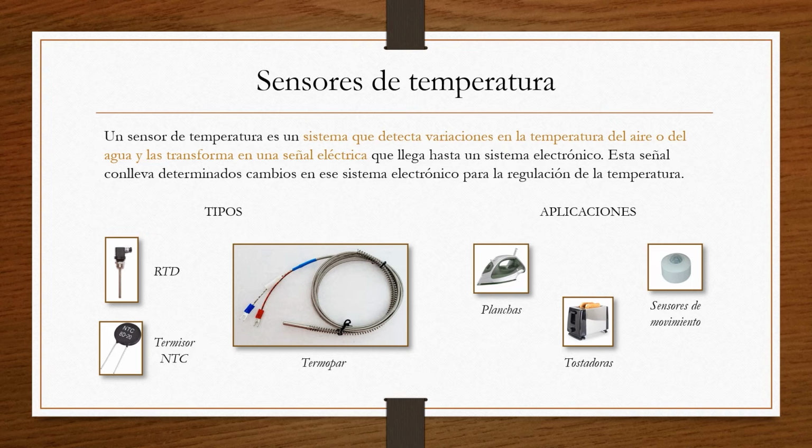It's made up of very simple mechanisms composed of two metallic materials of different nature, joined by unions called cold union and hot union. The degree of temperature detected by these junctions generates a potential difference closely dependent on the nature of the materials. The thermal sensor transforms this potential difference into an electrical signal. Temperature sensors are used in many everyday objects, such as irons, toasters, and motion sensors.